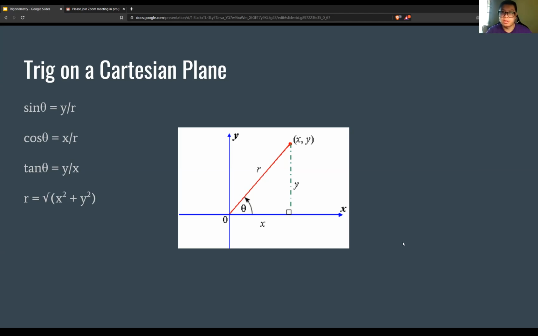So that's how to use trigonometry on a graph. We choose some random point x, y, and we just draw a line from the origin to that point. And we can use these ratios right here. So that's all you need to know, and we'll use this in the later slides.